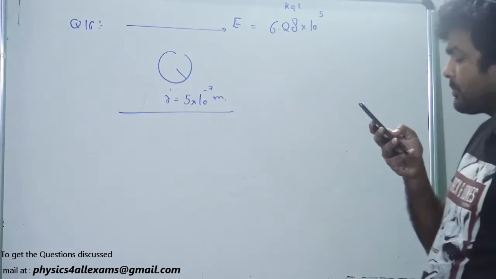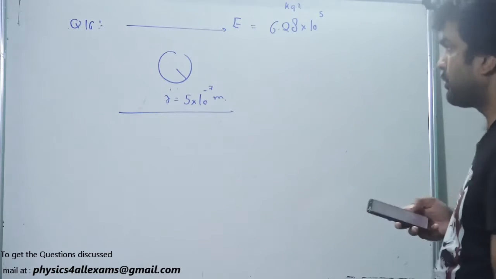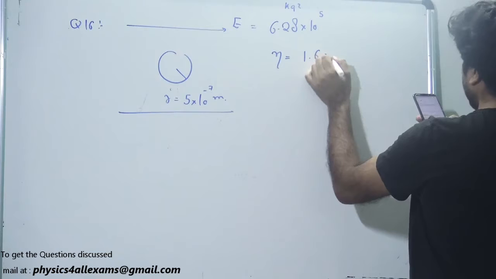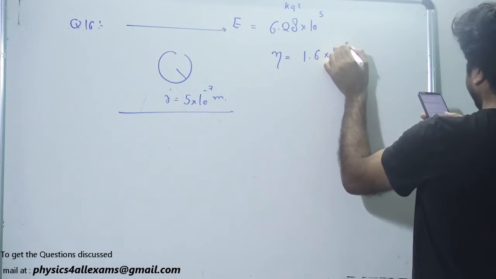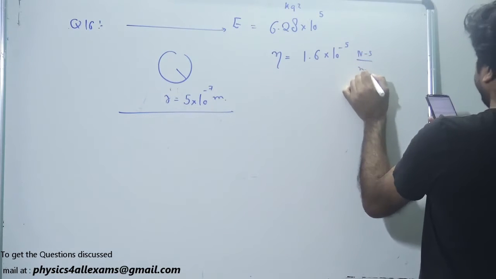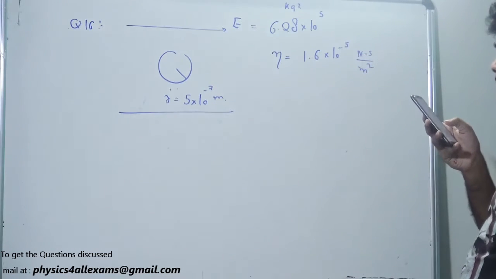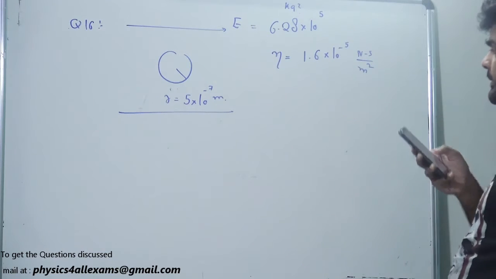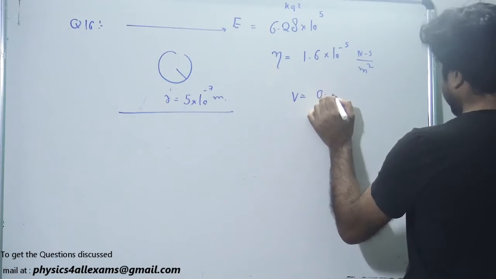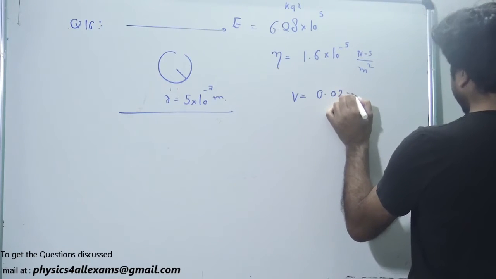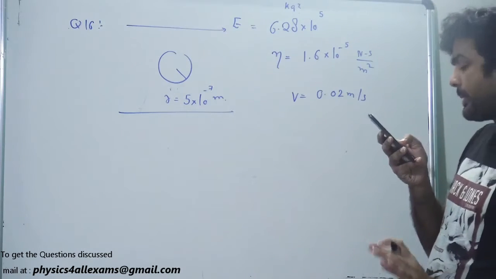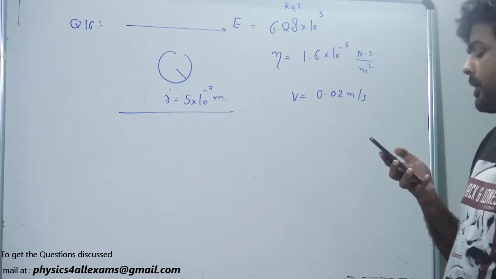The surrounding medium is air with coefficient of viscosity. The viscosity of air is given to be 1.6 × 10^-5 Newton second per meter square. If the particle moves with uniform horizontal speed, the speed of the particle is 0.02 meter per second. This is the constant speed with which the particle is moving. Find the number of electrons in it.